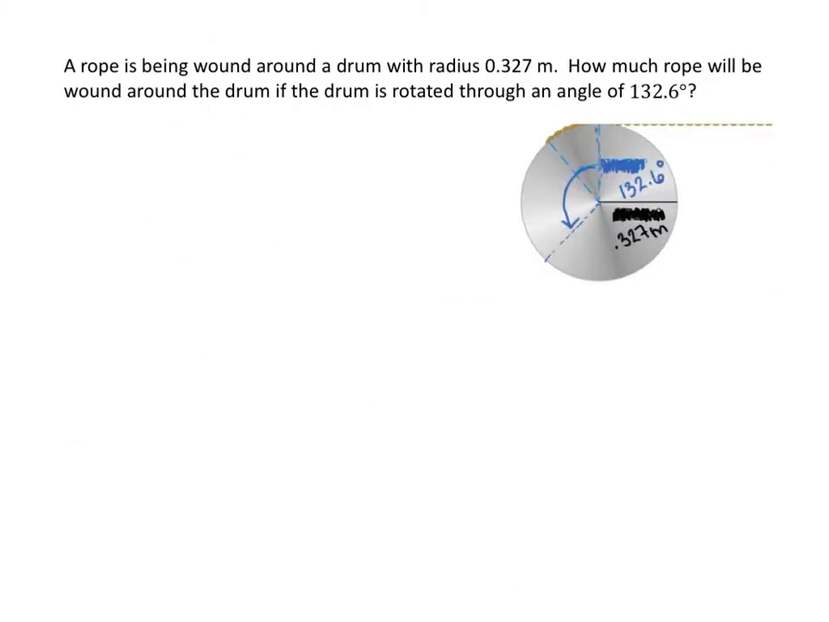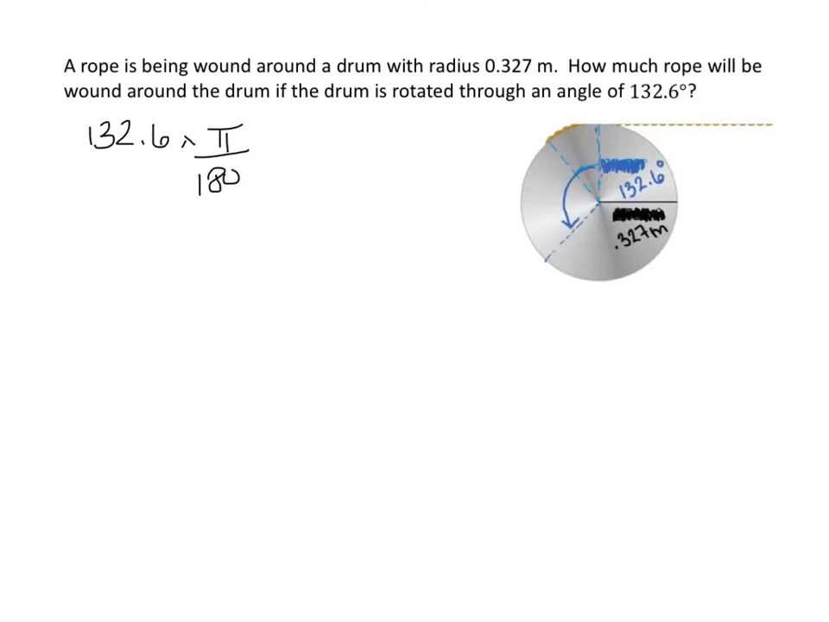All right, taking a look at the next problem, a rope is being wound around a drum with a radius of 3.27 meters. That's shown here. How much rope are we going to wind around the drum if the drum is rotated through an angle of 132.6 degrees? So we're looking at this rotation, which also means that we're looking at an arc length. Once again, our angle is given in degrees, so our first order of business is to get that in radians. So we've got 132.6 times pi over 180.